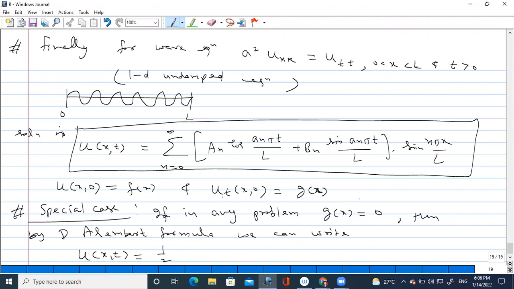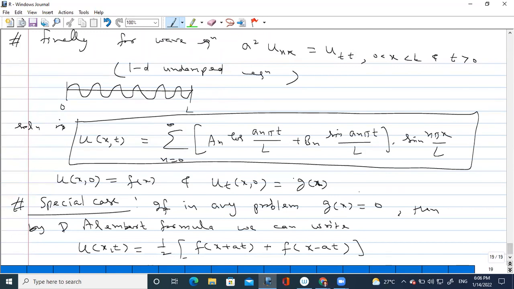Then u(x,t) will be, because only f(x) is available, half of [f(x plus at) plus f(x minus at)]. That much you have to do and then you will get u(x,t). So this formula is also very, very important. If in some problem g(x) is not given, g(x) is equal to 0, then you can directly find u(x,t). No need to use any other thing.